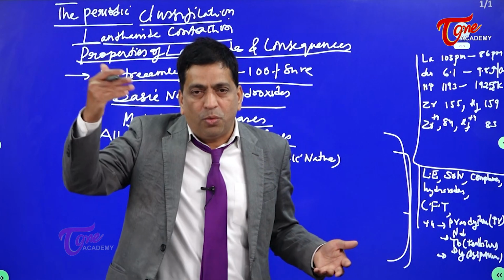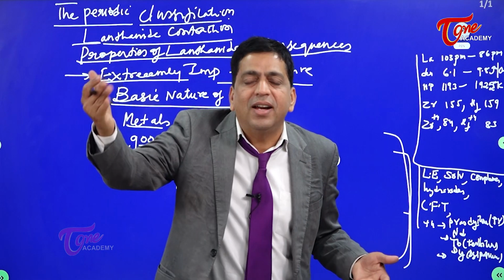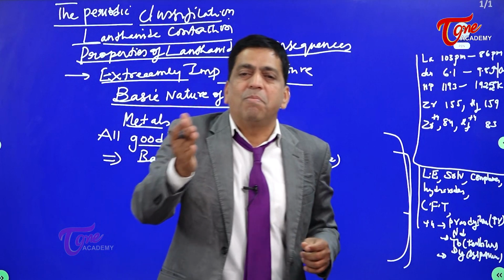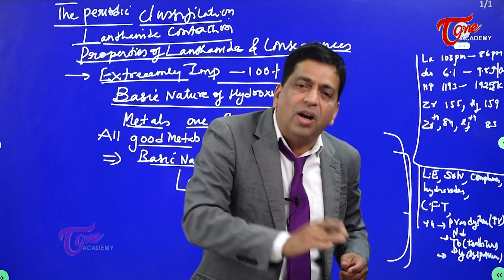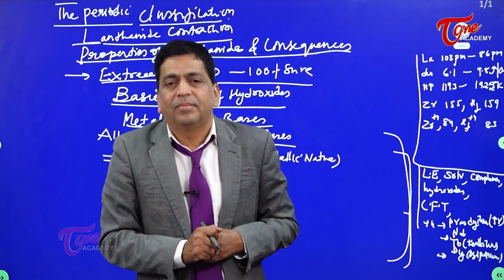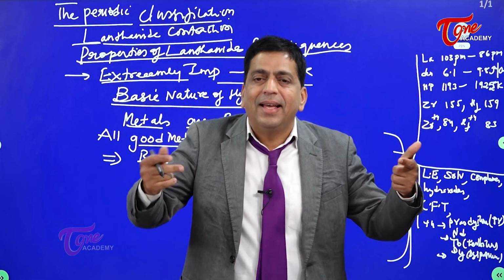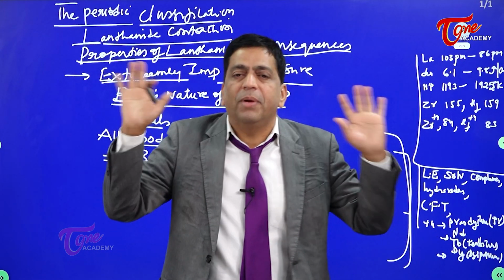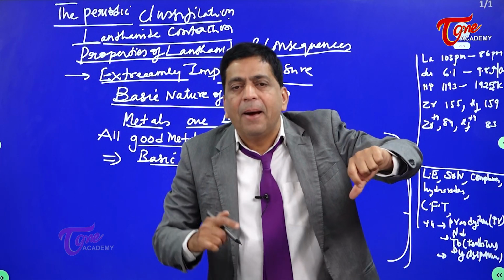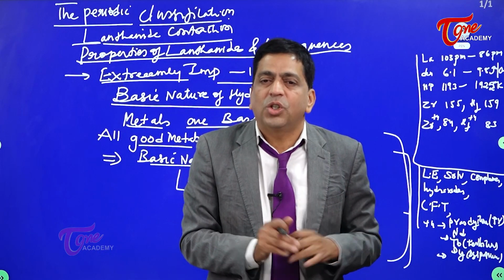If you are more non-metallic, you are more covalent. If you are more metallic, you are less covalent, right? Less basic. You must understand. More metallic, less covalent, more basic. Right? Less metallic, more covalent, you are more acidic. You must understand this.